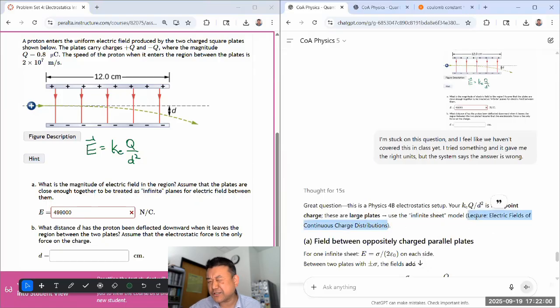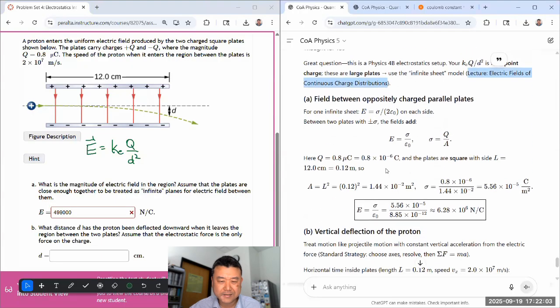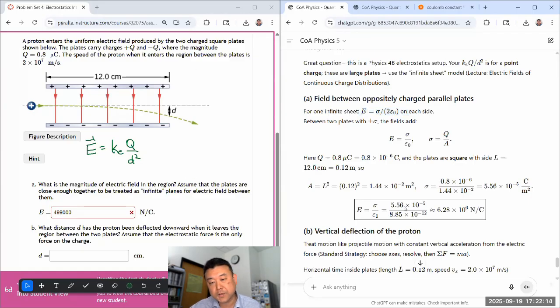I think it's hallucinating a lecture, because that lecture doesn't exist, not even as a section. Field between oppositely charged parallel plates, one infinite sheet. So it's giving you the formula that you need. Again, you could find it from the textbook section, but it's a shortcut between the plates. And like this portion, you might not be quite familiar with it yet, using the superposition principle, the field at sigma is Q over A, and it's still doing this thing where it is giving me the whole answer right away. I'll think about how to make it more interactive so that it doesn't do this.